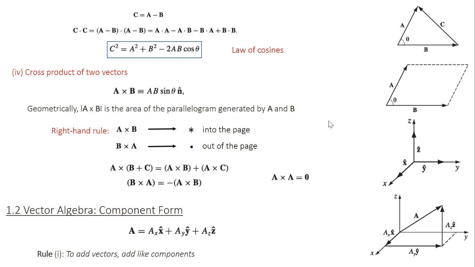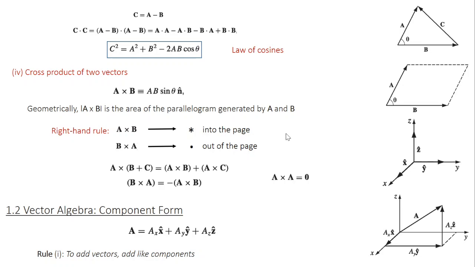Now if you want to find out the direction of A cross B, place your right hand in the direction of vector A. Now curl it towards vector B. The direction of your thumb gives you the direction of A cross B. So if you follow this rule, you find that A cross B gives you a direction into the page, whereas if you look at B cross A, the direction of the thumb is out of the page.